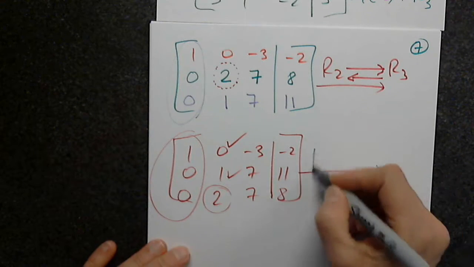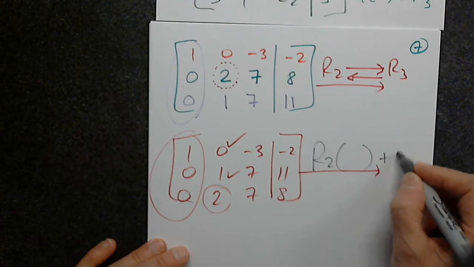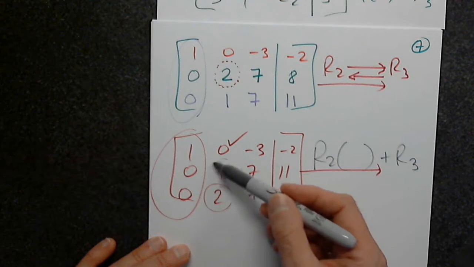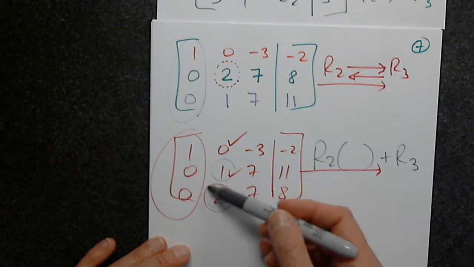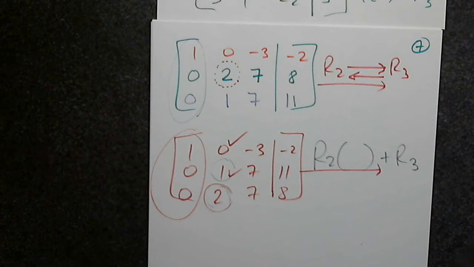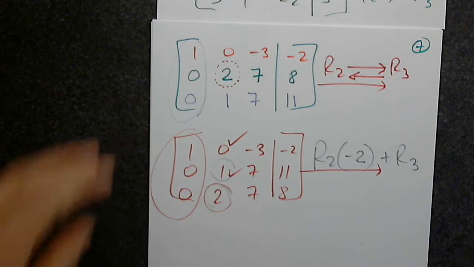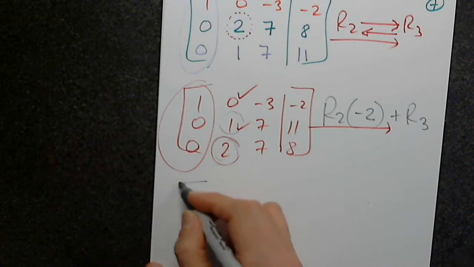The second row, of course. The second row, multiply by something and add it to row 3. What do I multiply this number by to add it here and get a 0? Multiply to get a 0. Is it negative? No. Is it negative 2? Perfect. Negative 2 indeed.